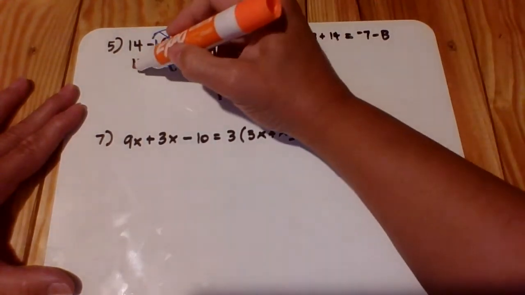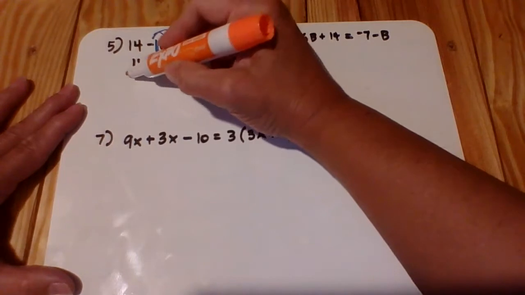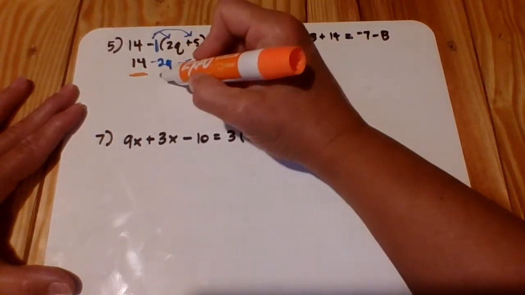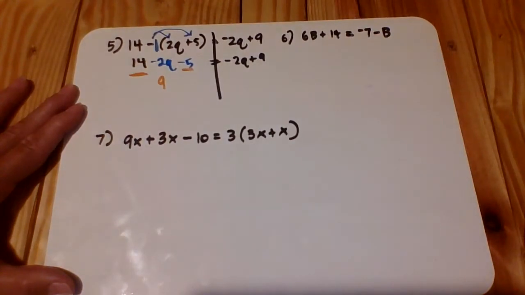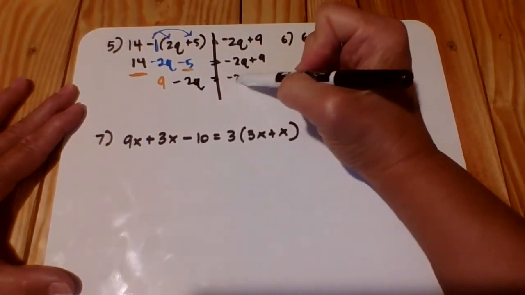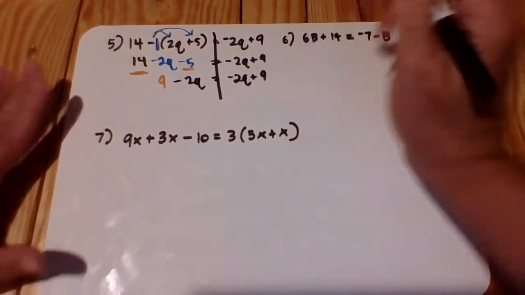I've got some constants that I need to collect before I do any moving of stuff. So I have 14 minus 5. 14 minus 5 is 9. And then I have minus 2q equals negative 2q plus 9.